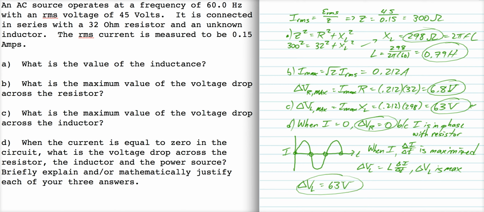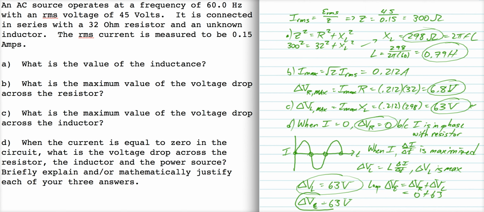Alright, and then finally, the loop rule tells us that the voltage drop across the source is equal to the voltage drop across the resistor plus the voltage drop across the inductor. The loop rule works at any specific time. And so at this specific time, it's 0 plus 63, so the voltage drop across the EMF is 63 volts.